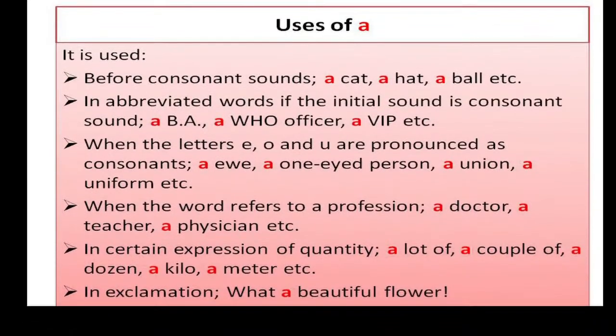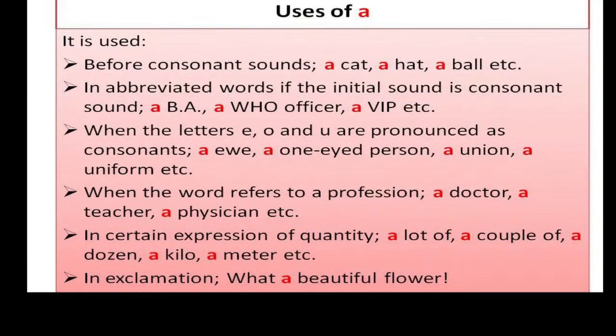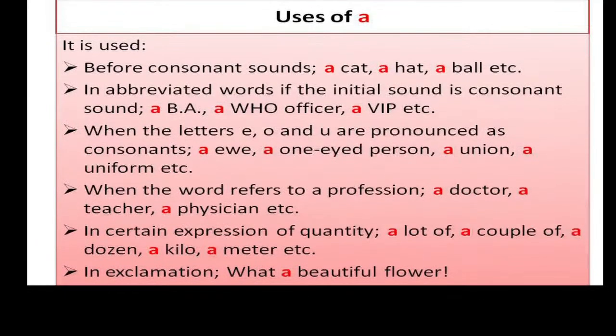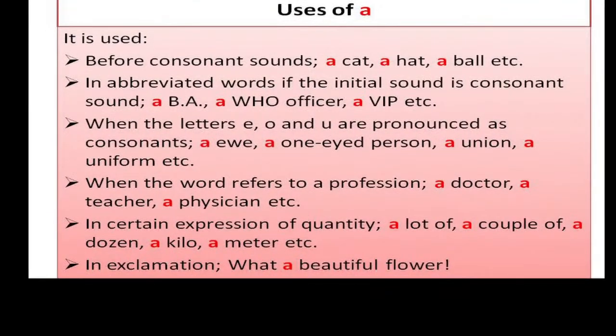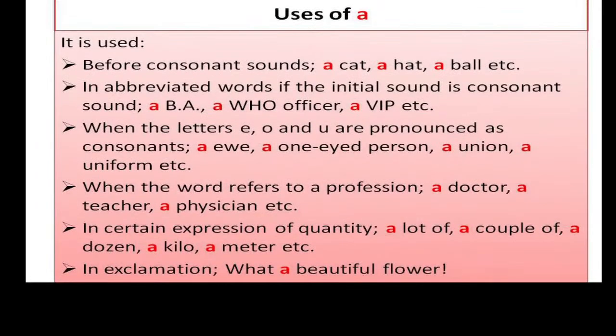Now next, when the letters E, O and U are pronounced as consonants, I explained earlier, so I am going to read out only a U, a one-eyed person, a union, a uniform. When the word refers to a profession also: a doctor, a teacher, a physician. In certain expressions of quantity, which I left to explain, right? So it's very much easy, so I focus only on the main things which I had to explain.